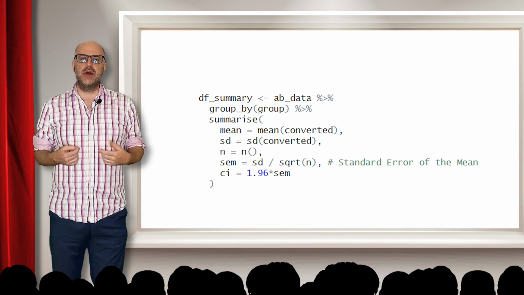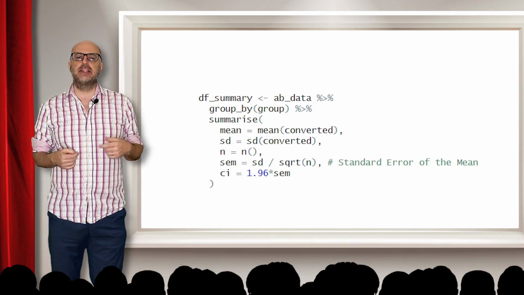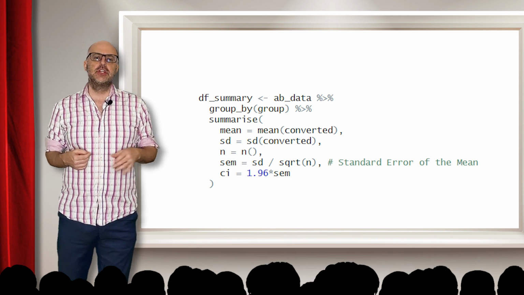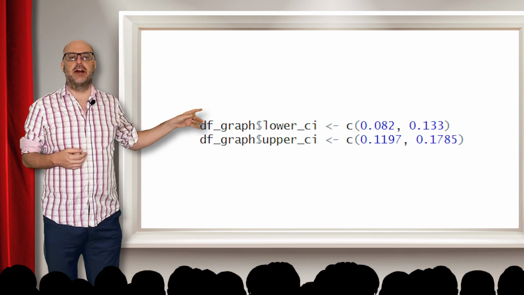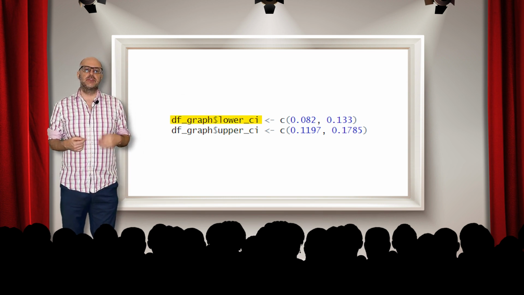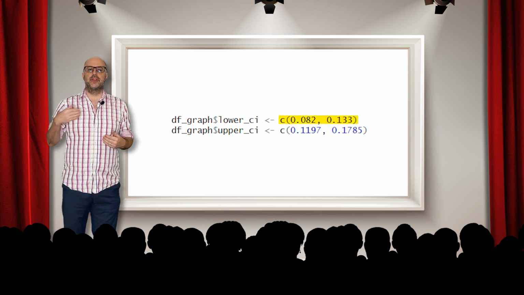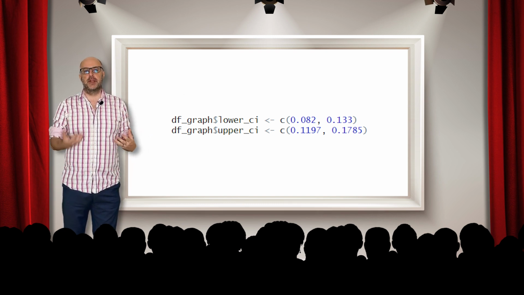What I'm going to do right now is add the 95% confidence interval values to our graph, first by adding the values to the data frame. So interns, show us how to set up those data. Simple enough, right? We create a new variable called lower CI and give it values of 0.82 and 0.133. That represents the lower bound of the confidence interval for both groups, the control and experimental group.